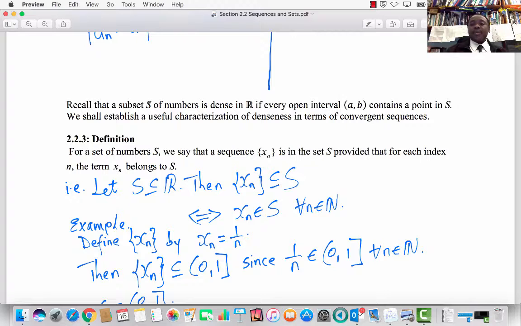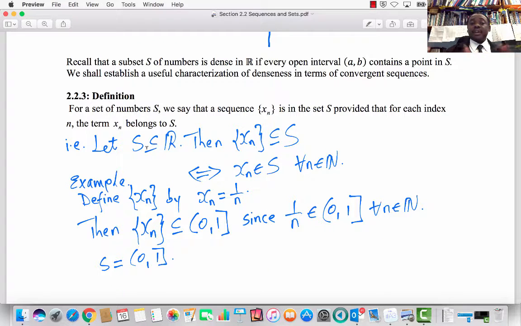What we want to do now is to provide a characterization of denseness in terms of convergent sequences. Before we get there, let's look at an important definition. Subsection 2.2.3, Definition. Let S be a subset of the set of real numbers. The sequence x_n is in S provided that for each index n, x_n belongs to S. That is, if S is a subset of the real numbers, then we say that the sequence x_n is in S if and only if every term of that sequence is in S.